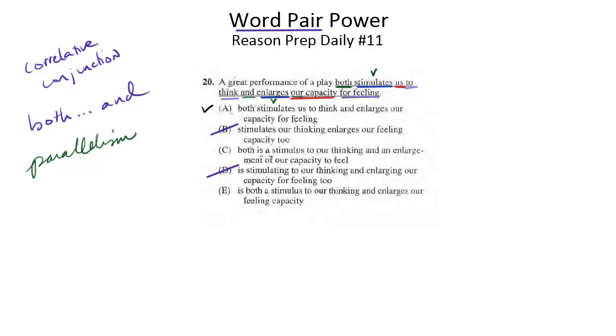Let's look at C. Both is a stimulus to our thinking and an enlargement of our capacity to feel. Well, it may seem parallel, but notice this both has an is, whereas this and has no is. So it's not actually parallel. We get rid of C. In E, we have both a stimulus to our thinking and enlarges. So here we've got a verb after and, but we don't have a verb after both. So again, not parallel. So the answer to this one is going to be A, because it matches the word pair. And once we know that, we get rid of B and D. And it's the only one that's parallel, so we can get rid of C and E.